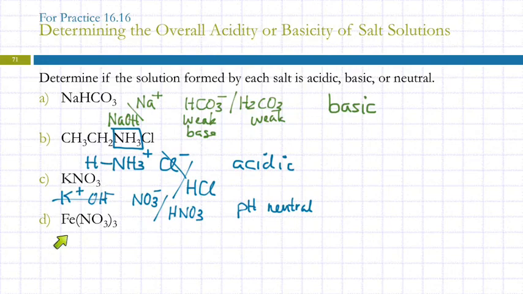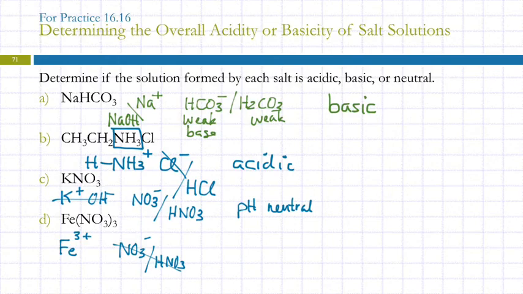And then this guy down here, Fe(NO3)3. Well, we got iron 3 ion and nitrate ion. Well, we just looked at nitrate ion up here, right? And said it didn't do anything because nitric acid is strong. So that doesn't do anything. What about the iron? Acts as a weak acid. So that one's a little bit harder to understand, right?